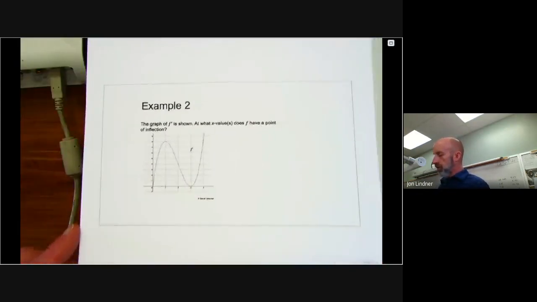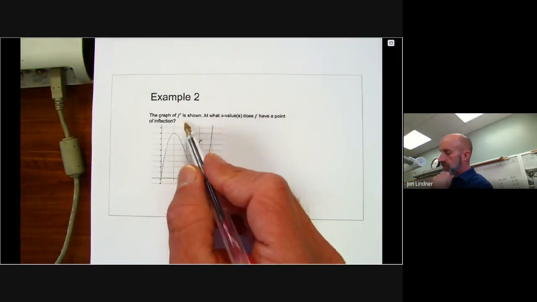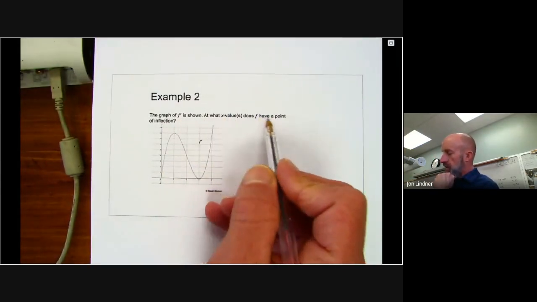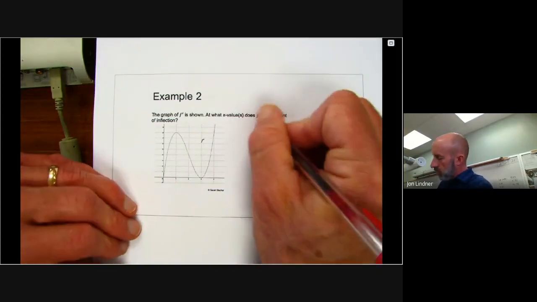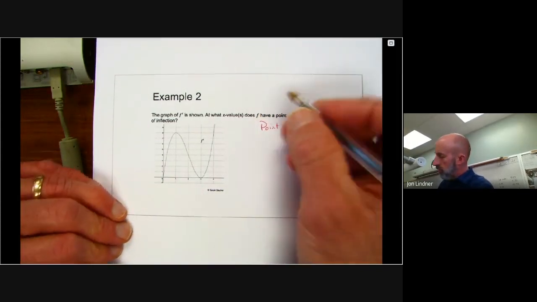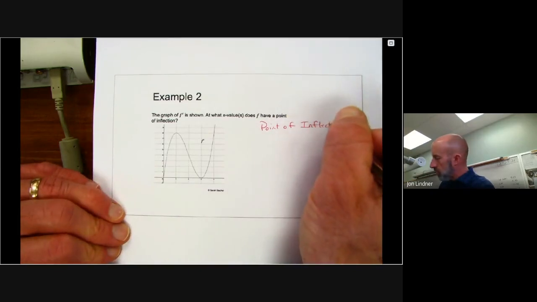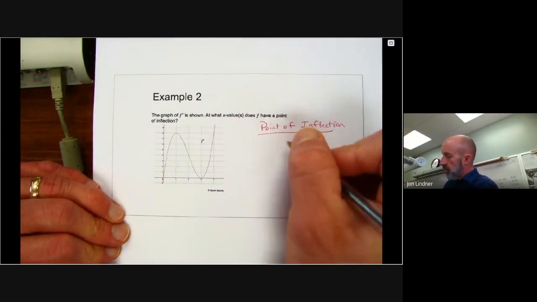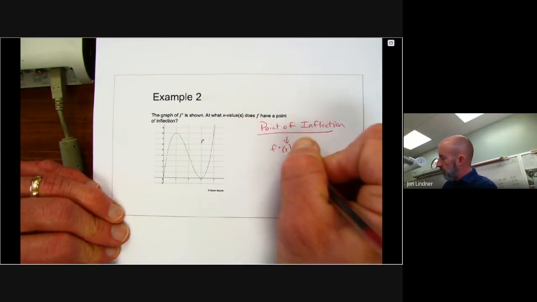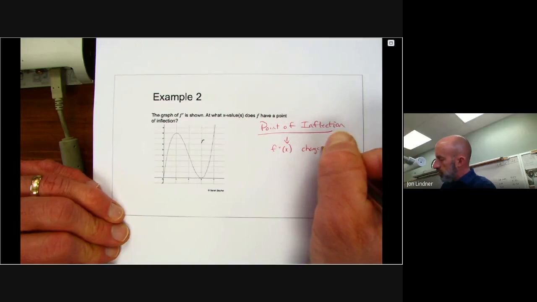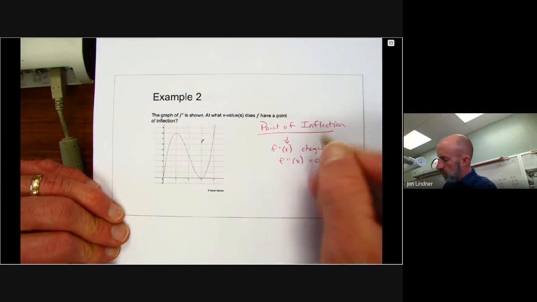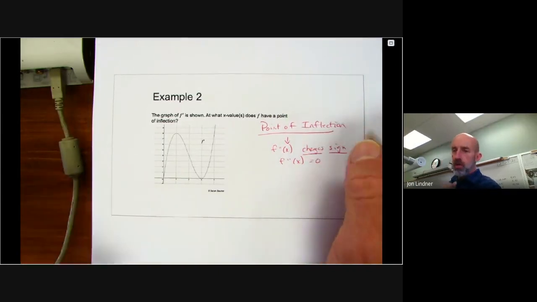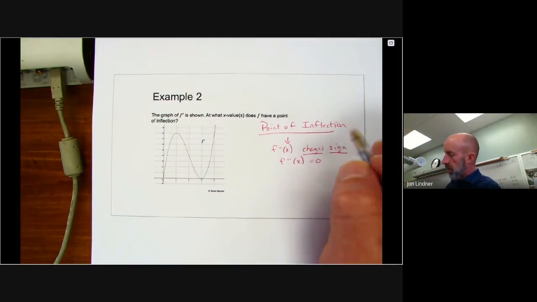Okay, so f prime of x is positive on those intervals, so that means f has to be increasing. Let's look at example 2. The graph of f prime is shown. At what x value does f have a point of inflection? Well, when we look for a point of inflection, this happens when the second derivative changes sign. We usually look for them, of course, when the second derivative is equal to 0. But in terms of our real definition, we're looking for where the second derivative changes sign.